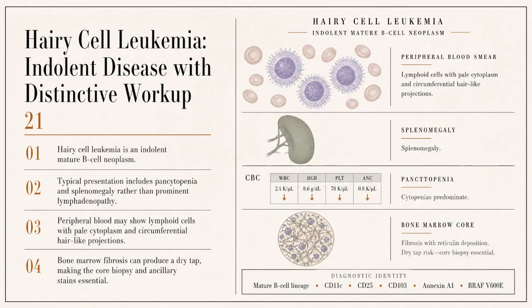Molecular testing for the BRAF V600E mutation, present in the majority of classic HCL cases, has become a cornerstone of diagnosis and therapeutic targeting. This molecular insight exemplifies the evolving role of histotechnology in supporting advanced molecular assays, requiring meticulous specimen preservation and coordination with molecular pathology laboratories.